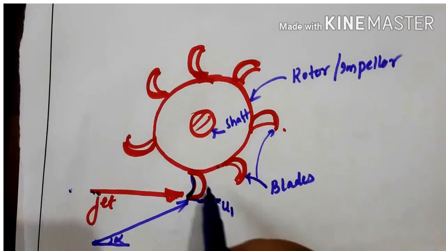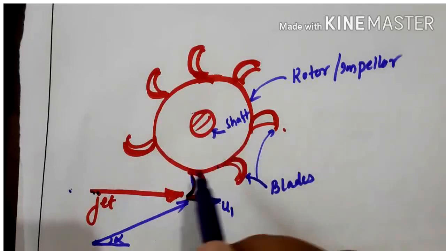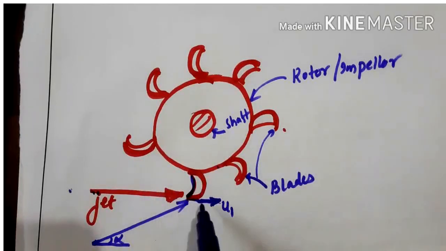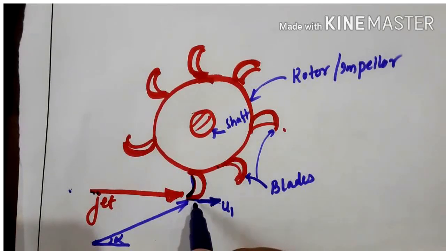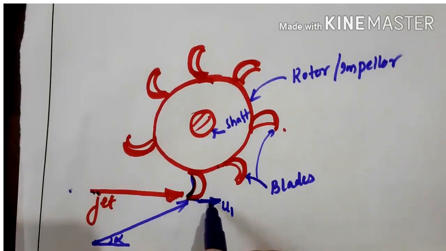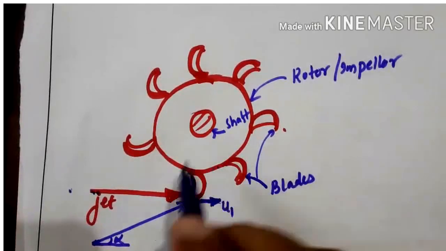I'll repeat: though the blades move in a circular path, when we draw a velocity triangle, we are taking a linear path. So initially, for a very small amount of time, when it is in contact with the jet, it will first move linearly. The moment the jet strikes, it will move linearly with velocity u1, then it takes the rotary motion actually.